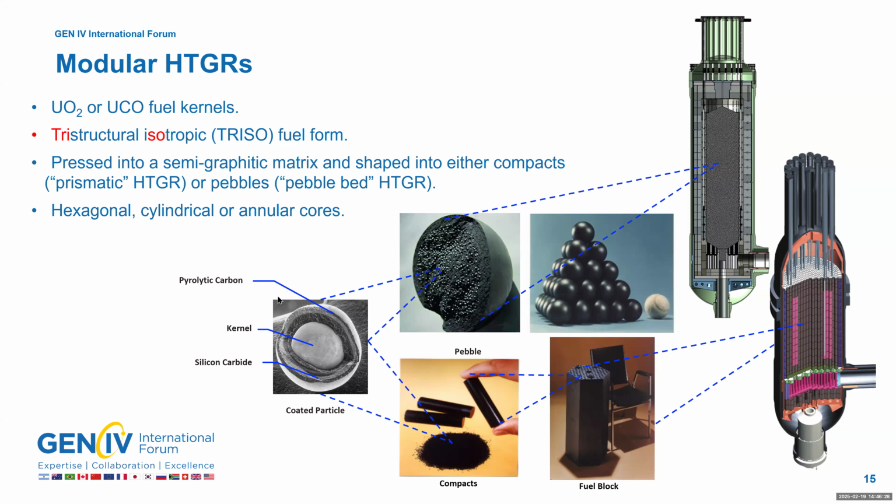If you go the pebble route, you can compact these within a pebble to form a pebble bed, or if you go the prismatic route, prismatic because it's a hex block here, as you can see from the geometry, this is more like an assembly in an LWR equivalent if you want, and that gets packed into a fixed core, of course, like this for a prismatic reactor.